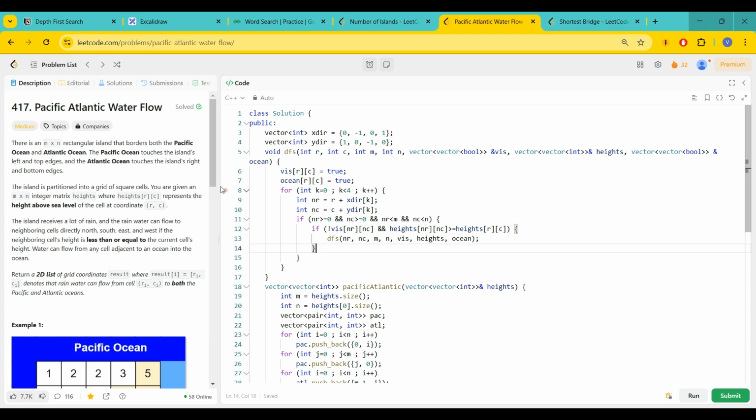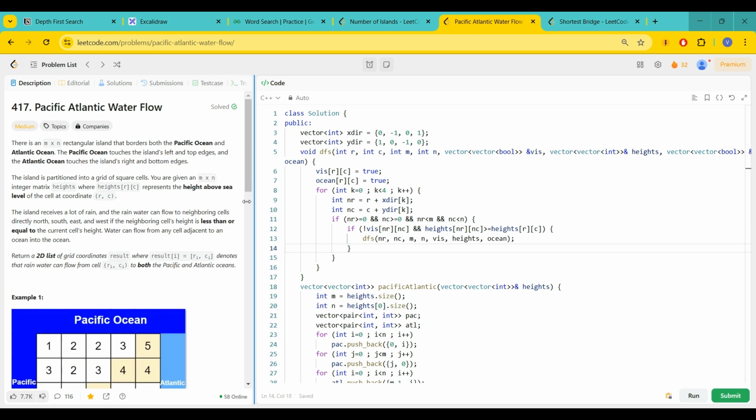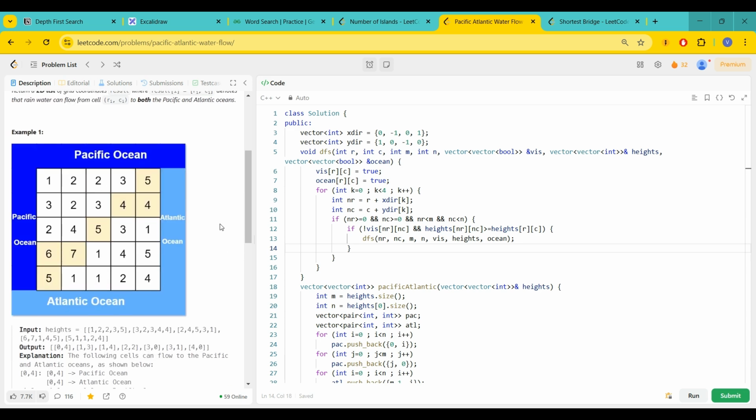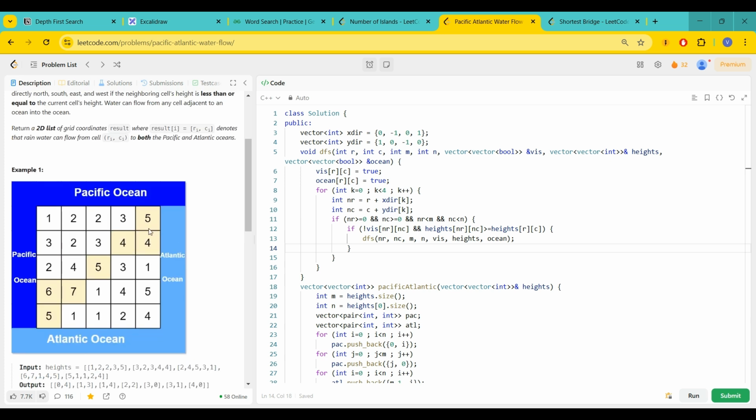Pacific Atlantic water flow. This is a great question, actually. But this is like DFS twice. You have to do the same thing twice. Here the requirement was that we need to find the cells from where water will flow into both of these oceans. So basically we had to carry out DFS twice, once for the Pacific Ocean and once for the Atlantic Ocean.